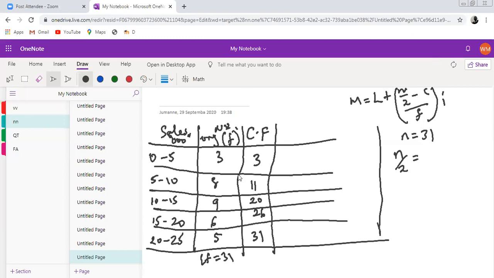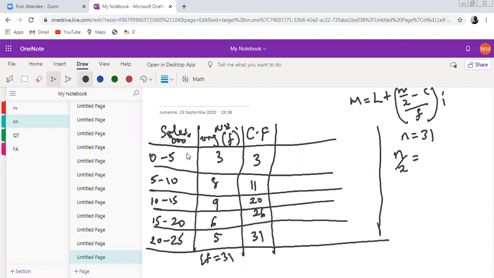Or I can interpret this for you before we go far. With the cumulative frequency, it simply means that we organize these farms from the farm that is making the lowest sales to the farm that is making the highest sales. Remember, the lowest sale is 0, the highest sale is 25,000.